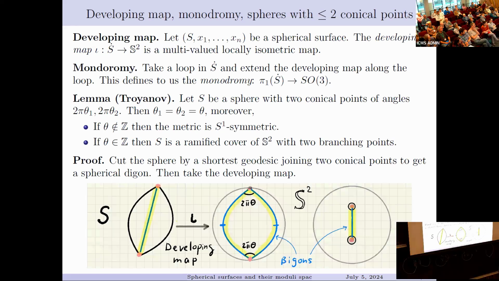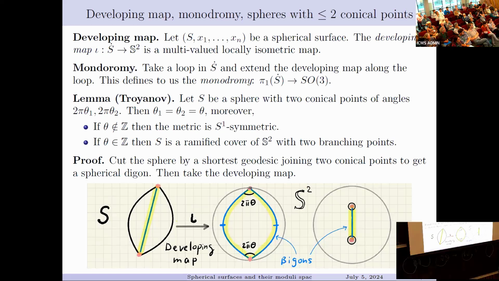The proof is indeed an elementary school proof. What you do is take your sphere with two conical angles, and you cut along a geodesic. Then what you get is a disk. The remainder is a disk. And this disk, you can send by the development map to the round sphere. Then the boundary of the disk will go to a polygon with two sides on the sphere. But there are not so many polygons with two sides on the sphere.